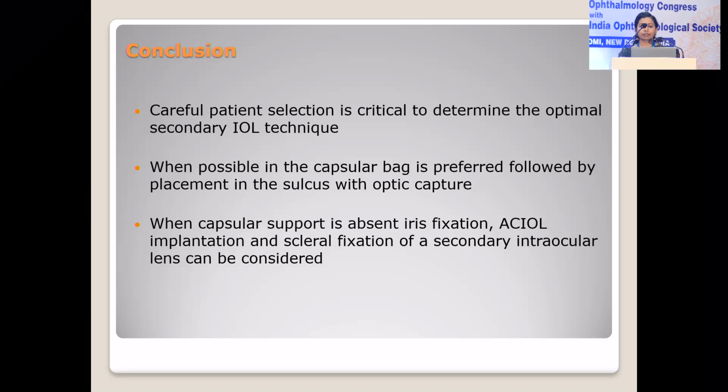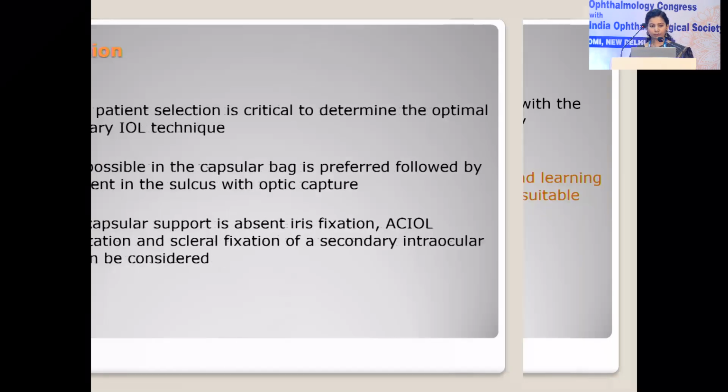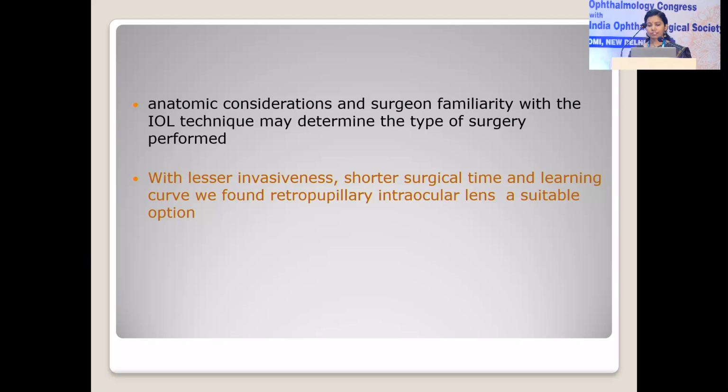In conclusion, careful patient selection is critical in these patients. When possible, the capsular bag is always preferred, followed by sulcus implantation. But when there is no capsular support, iris fixation, ACIOL implantation, and scleral fixation are the other approaches. Anatomic consideration and surgeon familiarity with the IOL technique determine the type of surgery. With lesser invasiveness, shorter surgical time, and learning curve, we found retropupillary intraocular lens a suitable option.